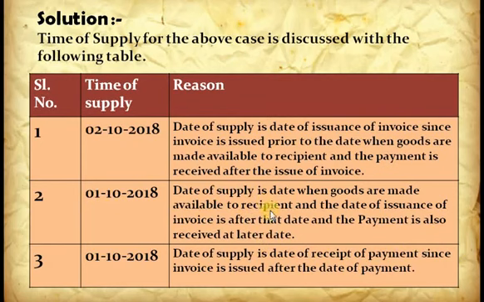It's not that you have to give the same sentence. You can give the comparison of why this is taken as the time of supply, whether the payment would have been done on later days or the invoice you would have prepared on early days. So you need to write the comparison. And the fourth case again is 1st October. The date of supply is the date of receipt of payment, since the invoice is issued after the date of the payment. Clear? The same way you need to write in the form of a table.